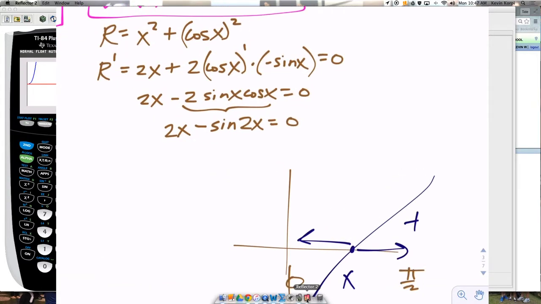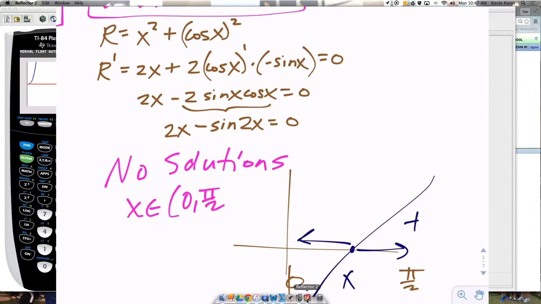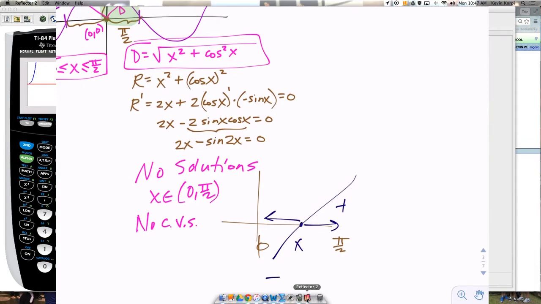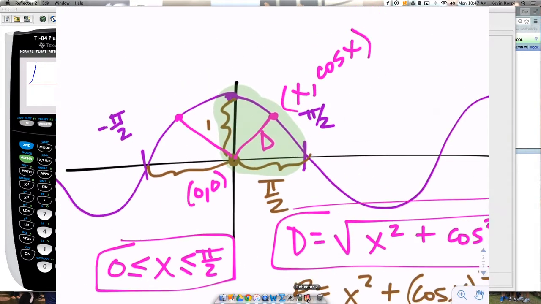So let's come over here. There are no solutions to this on the interval from 0 to pi halves. So there's no critical values. And that means what? Does that mean that there is no point on the curve that's closest to the origin? Preposterous. There has to be a point closest to the origin. It's just not going to happen at a critical value of our interval. It has to be at one of the endpoints.